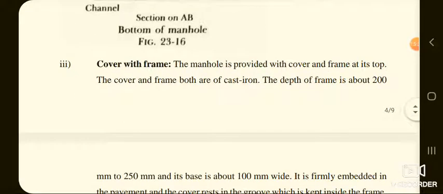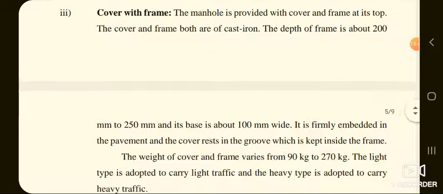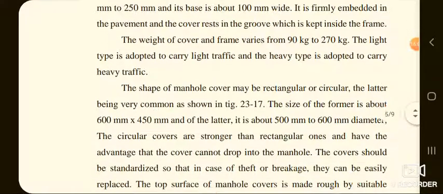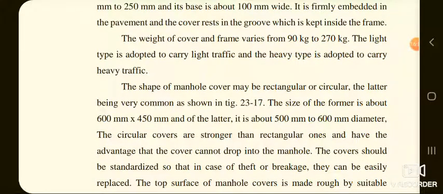Now the next important component is cover with frame. The manhole is provided with a cover and frame at its top. The cover and frame both are of cast iron. The depth of the frame is about 200 mm to 250 mm and its base is about 100 mm wide. It is firmly embedded in the pavement and the cover rests in the groove which is kept inside the frame. The weight of cover and frame varies from 90 kg to 270 kg.